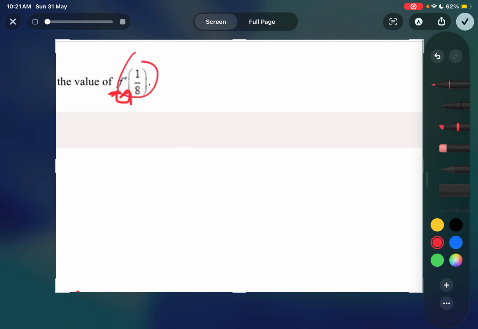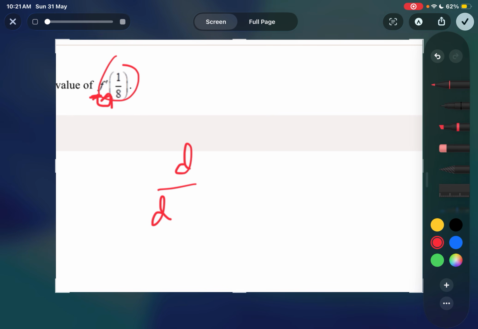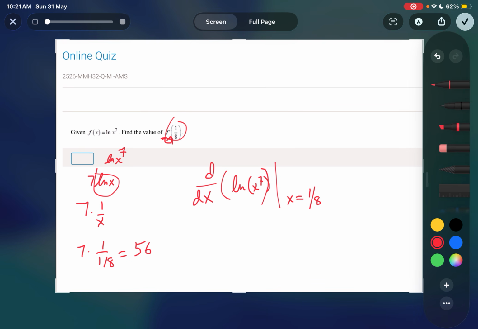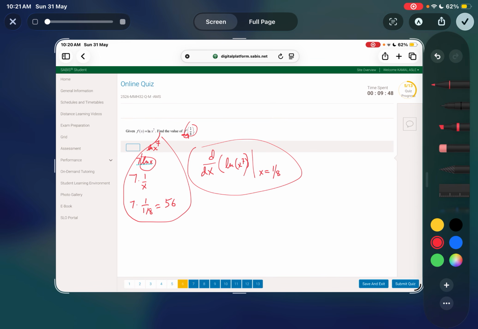Or you can just go to the calculator, put the d over dx, put your equation, which is ln of x^7. Then they will tell you to put x as what? You put 1 over 8, and you'll find the answer immediately. Or you can do it on the scratch paper like this, or you can immediately put it on the calculator.